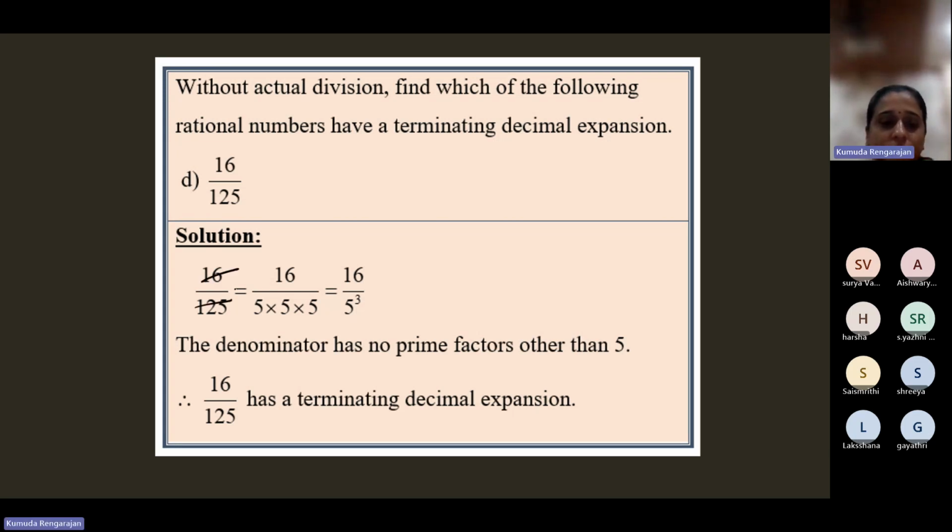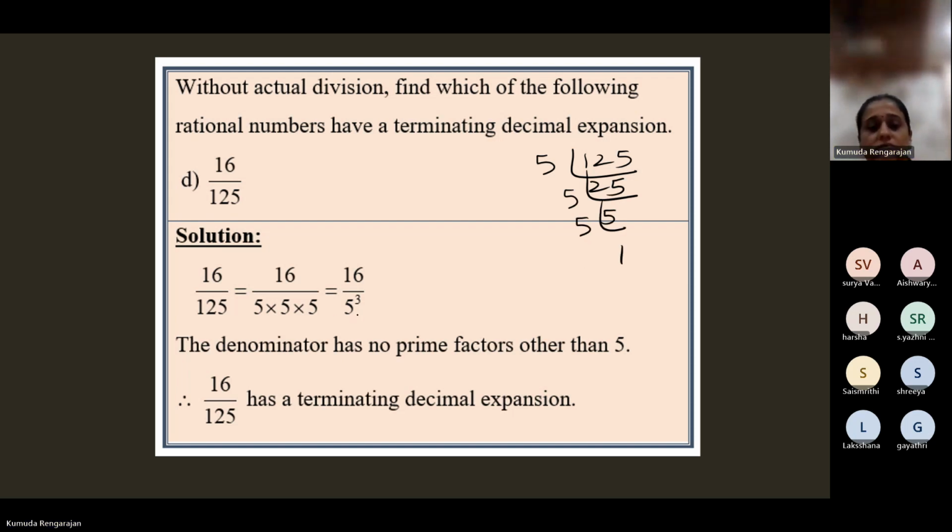Okay. 16 by 125. It's already in the simplest form. You cannot reduce it any further. 16 by 125. You cannot simplify it any further. So find the factors of the denominator. 125, 5, 25 times. 5 5s are 25, 5 1s are 5. So 125 is 5 cubed. So the denominator has no prime factors other than 5. Or you can say the denominator has only 5 as its prime factor. So it has a terminating decimal expansion.